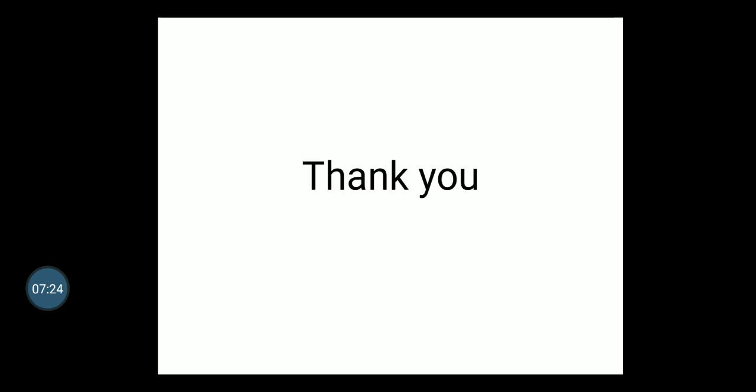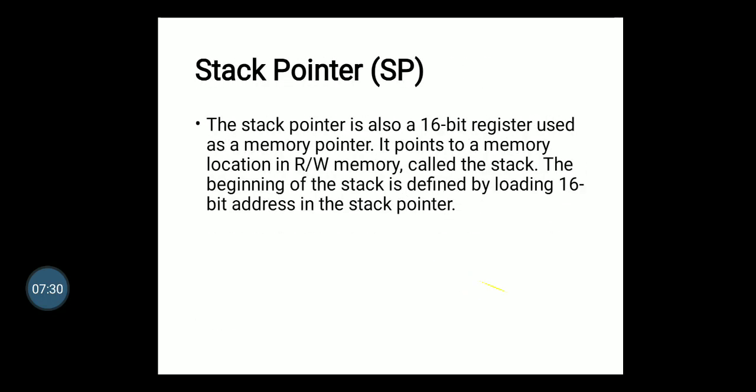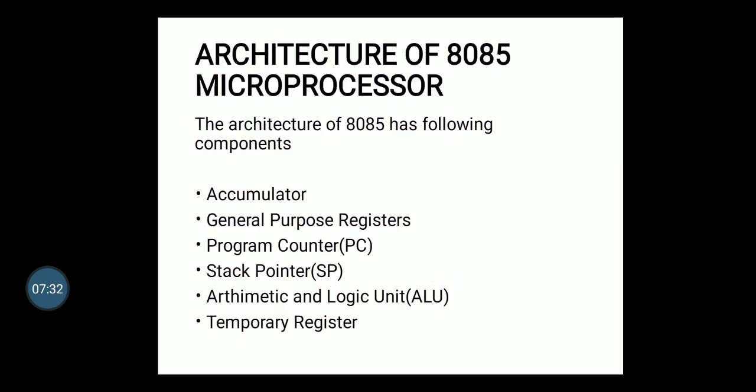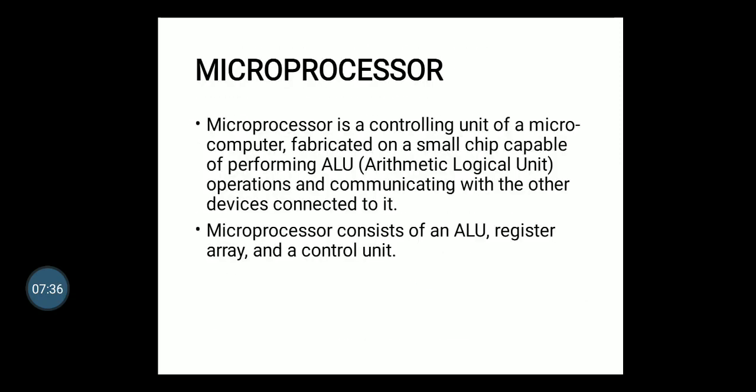So let us once again recap what we have studied so far. What is a microprocessor? It is the controlling unit of a microcomputer fabricated on a small chip, performing ALU, that is arithmetic and logic operations, and communicating with other devices. So it has an ALU, register array and a control unit.